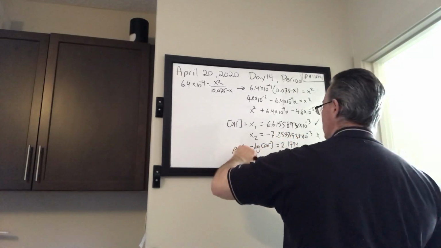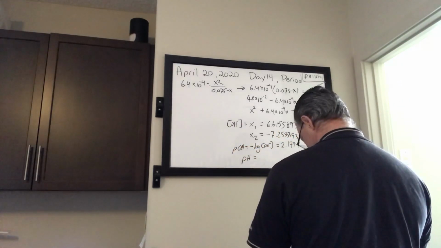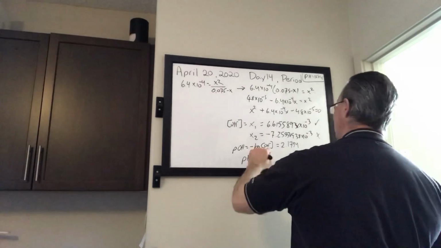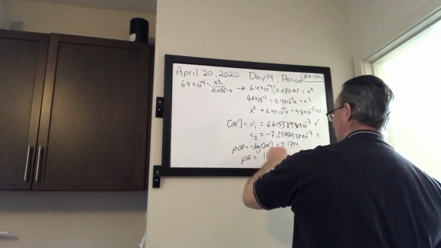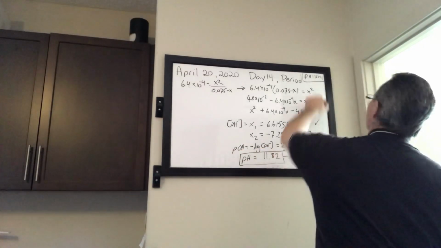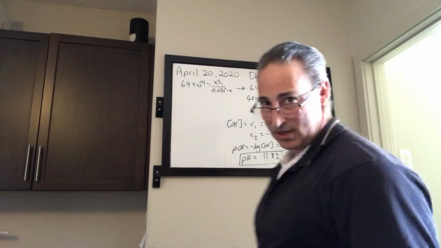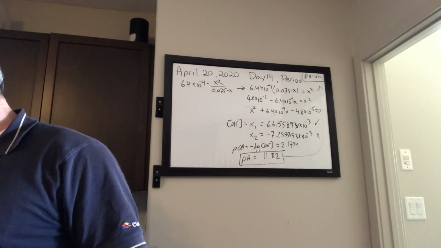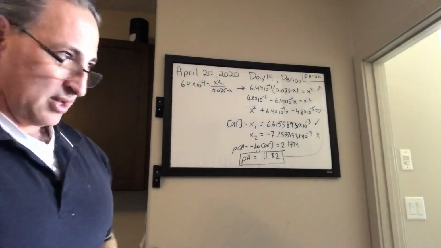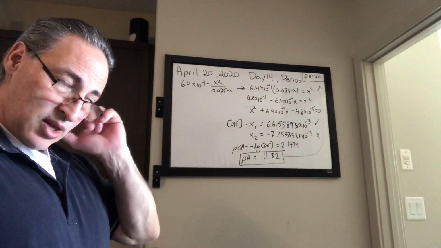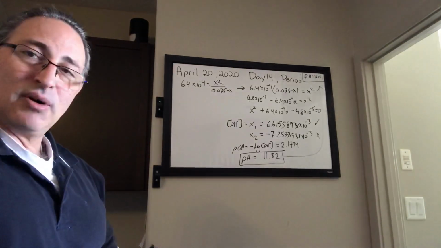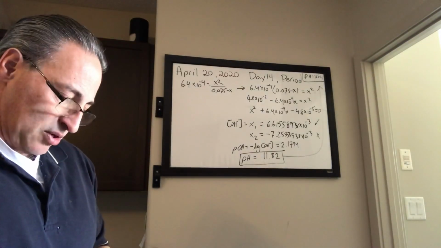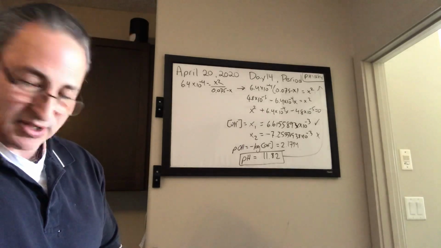So the pH equals 11.82. So the answer we get is very similar to the approximation method. It's not sufficiently different that it would justify using the quadratic form. I mean, the quadratic formula. I still use the quadratic formula because I have a calculator.